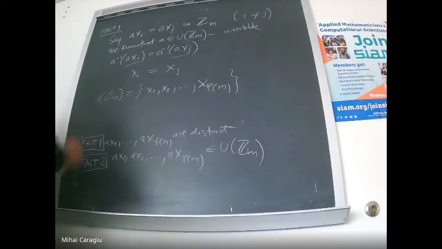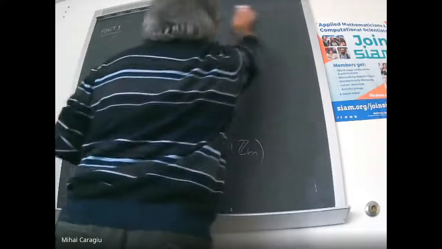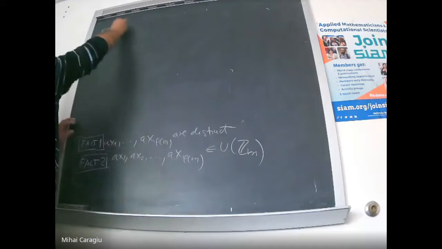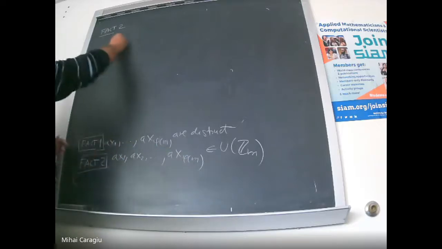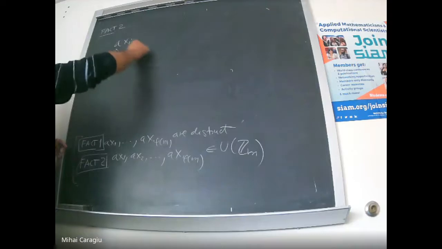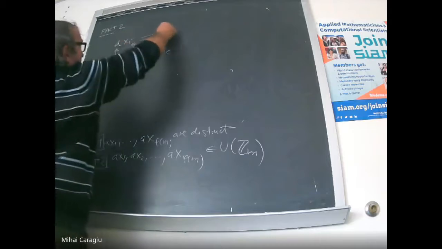Proof of fact 2 is even easier. So fact 2: A is one of them, one of those numbers x1, x2, through x phi of m. So A is invertible. Xi is invertible. Therefore, Axi is also invertible.